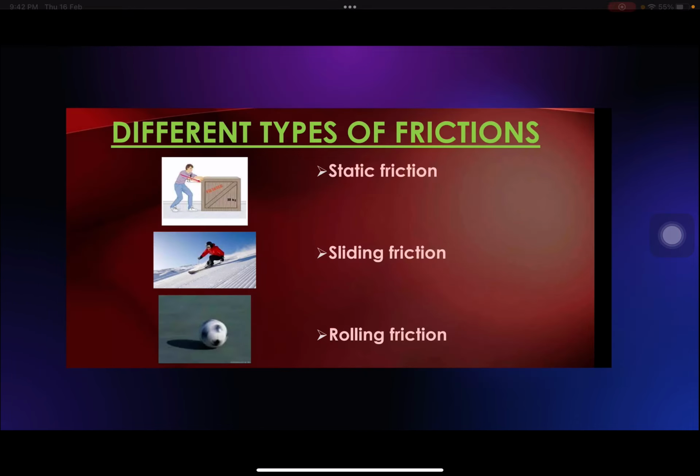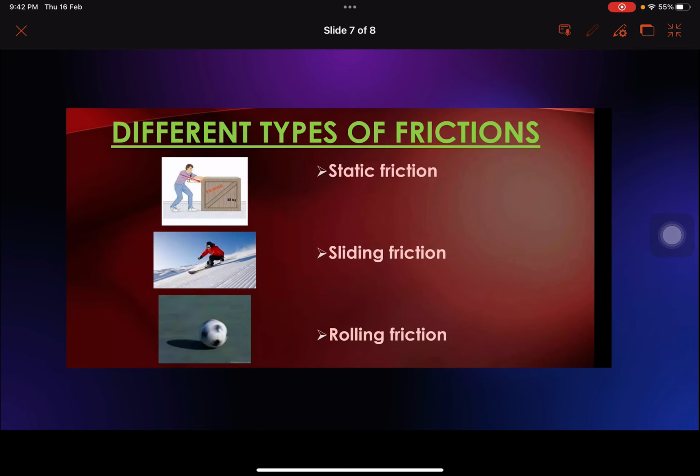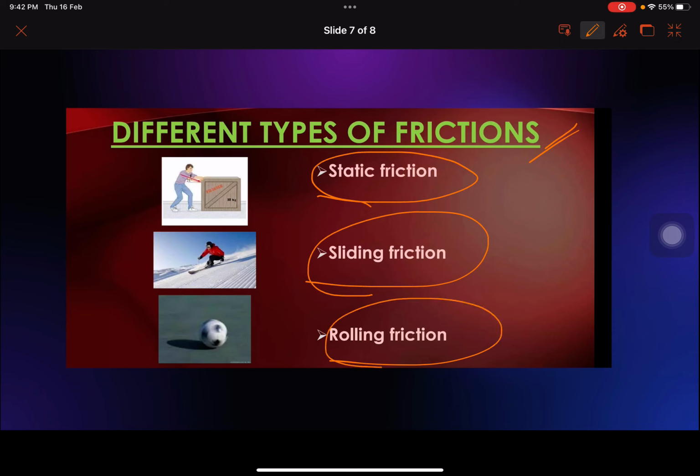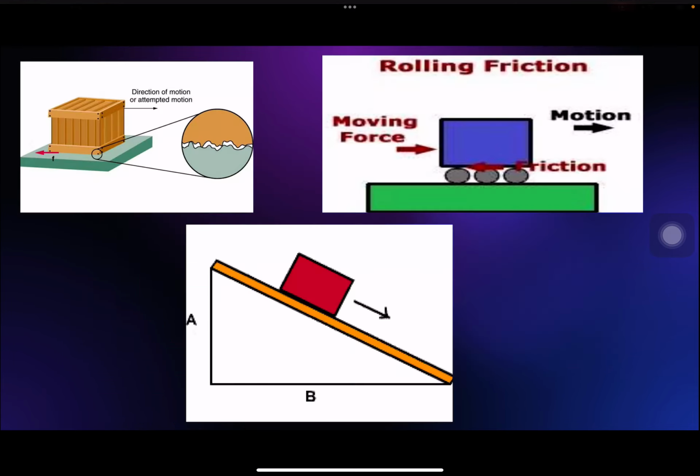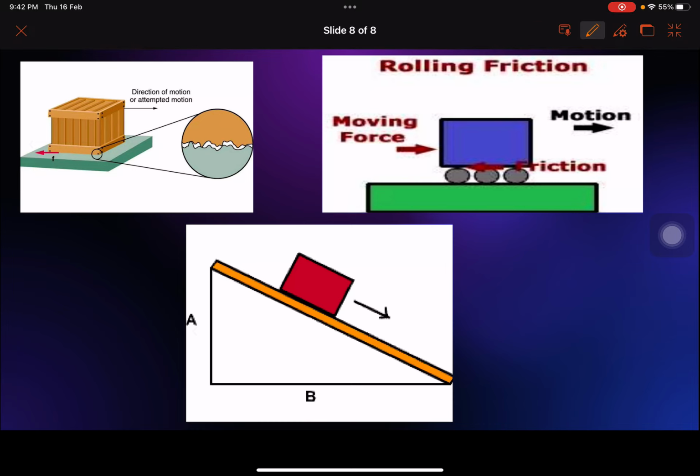Now there are different types of friction. The different types of friction are static friction, sliding friction, and rolling friction. We will be discussing these in the next few upcoming videos. Actually, this is part 1, so there are 2 more parts to go. I'll give you a gist, a summary of what each of them are.